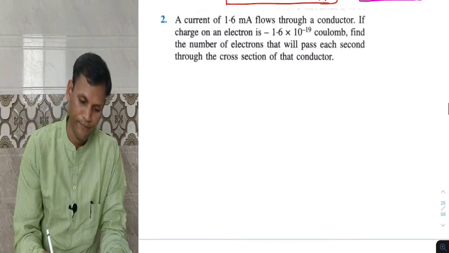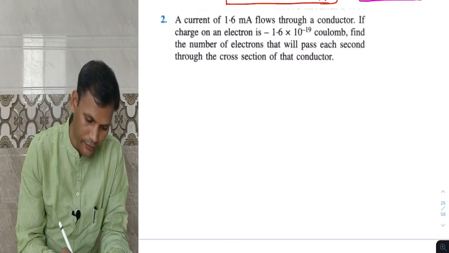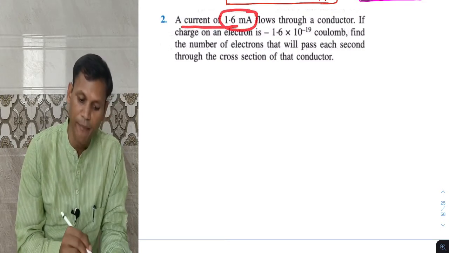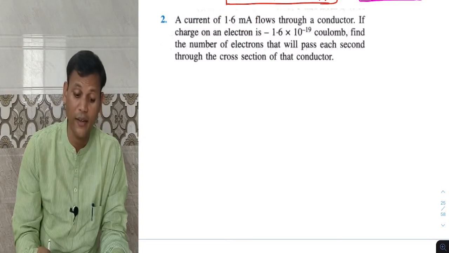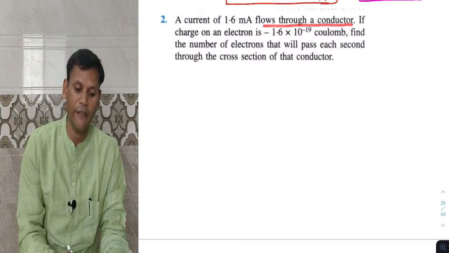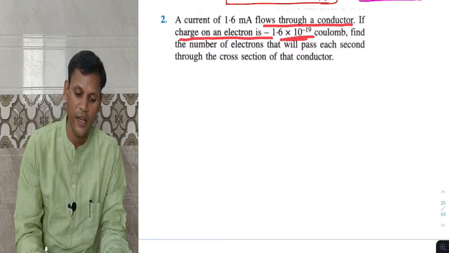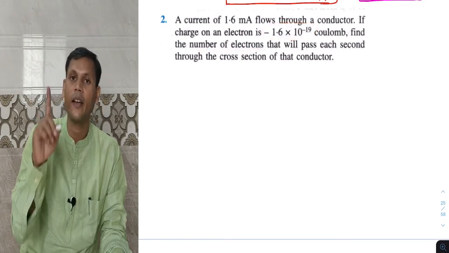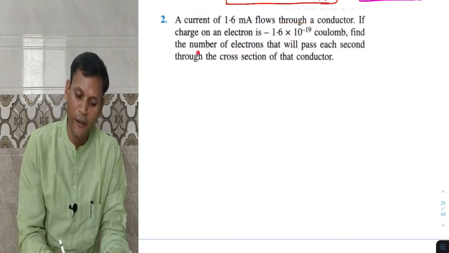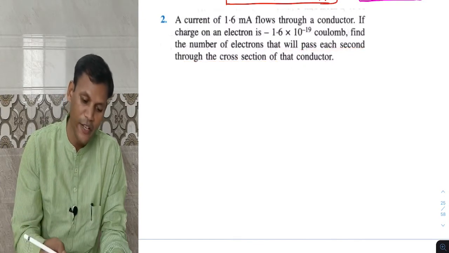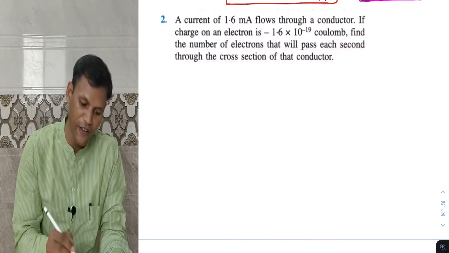Now the second sum. A current I of 1.6 milliampere flows through a conductor. If the charge on an electron is this, find the number of electrons that will pass each second through the cross section of that conductor. The negative sign is there, but we will take only the magnitude. So what information is there? Let us first write it down.